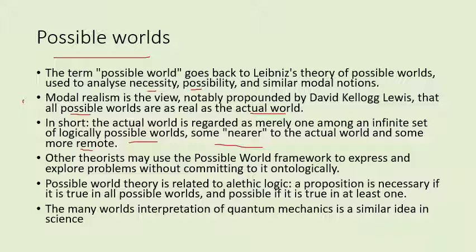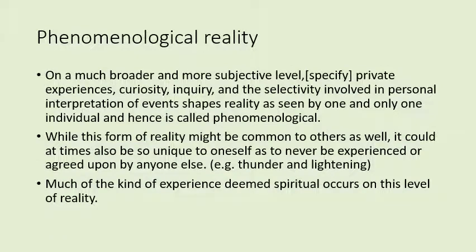Other theorists may use the possible world framework to express and explore problems without committing to it ontologically. Possible world theory is related to alethic logic, that is, a proposition is necessary if it is true in all possible worlds and possible if it is true in at least one. The many worlds interpretation of quantum mechanics is a similar idea in science. Quantum mechanics explains that you can exist in two different places at the same time. Two different worlds can exist at the same time.